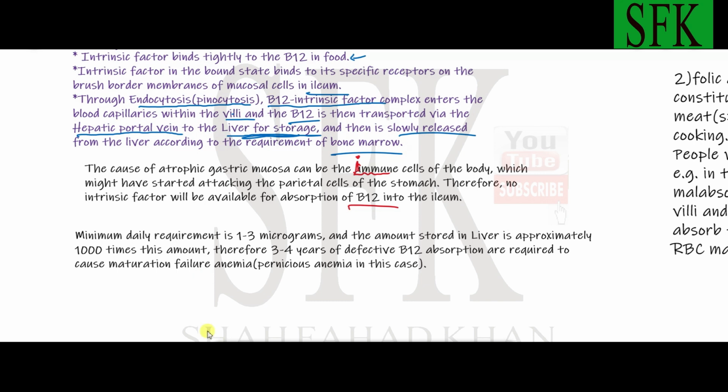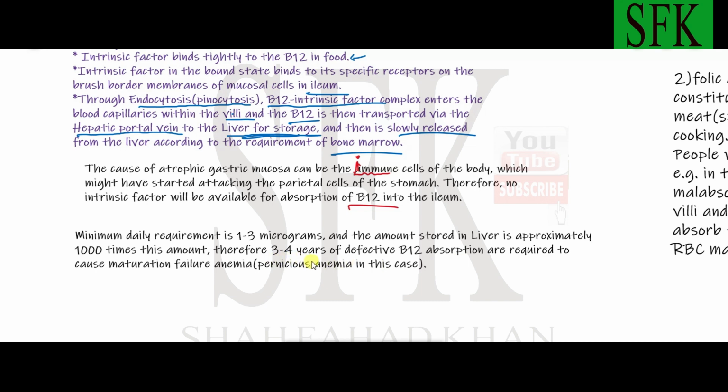Now, the minimum daily requirement for vitamin B12 is 1 to 3 micrograms. This is just an average value, and the amount stored in the liver is approximately 1000 times this amount. We've got a very large store of vitamin B12 in our liver. So if the intestinal mucosa does become atrophic and the intrinsic factor is lacking, it will take up to 3 to 4 years for these liver stores of vitamin B12 to become completely depleted.